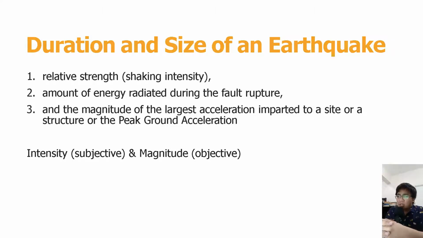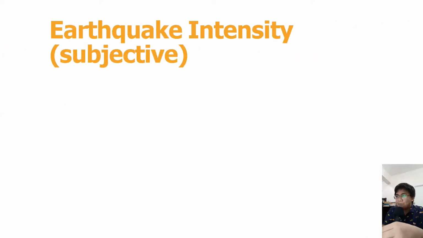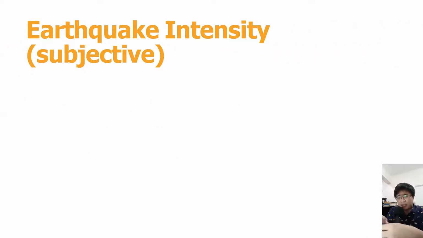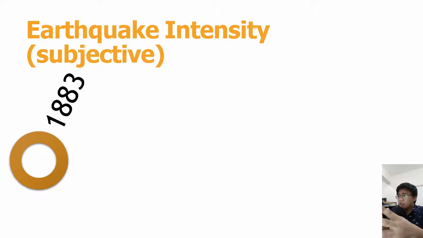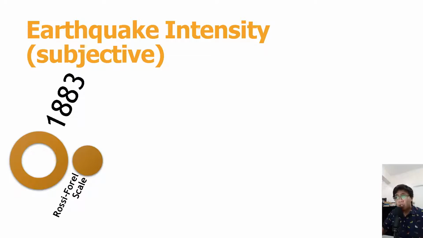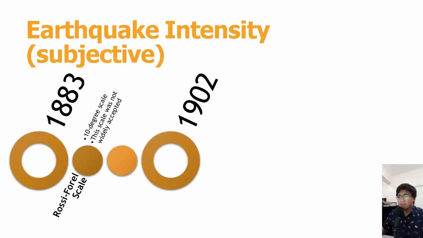So, magsimula muna tayo sa intensity. So, earthquake intensity is subjective. Nagsimula yon actually long time, more than 1883. Sa na-research, yung 1883 yung una, unang naglagay ng intensity scale. So, subjective to, depende kung paano natin naramdaman, ano yung nakita nating effects dun sa structure. So, Rossi-Forel scale, it is a 10-degree scale, and hindi siya masyado accepted kasi medyo malabo yung difference nila sa isa't isa.